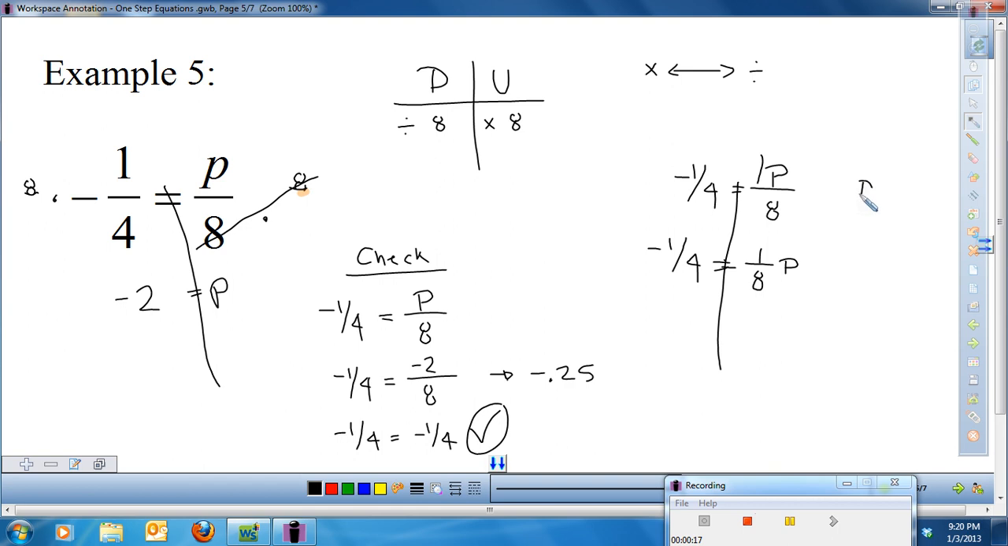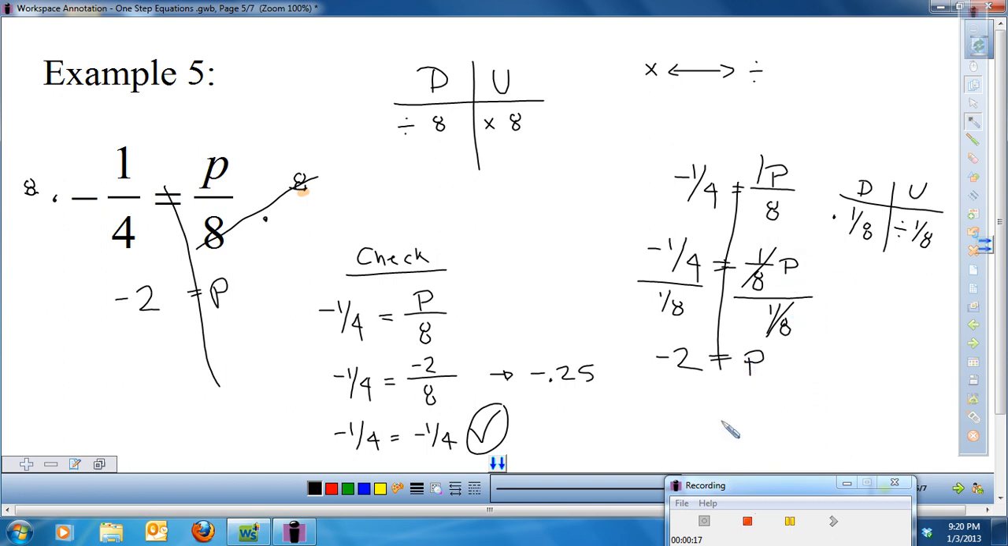Now if you were to figure out what's happening to p, you would see that between 1/8 and p, when they touch like this, that means multiply. This is being multiplied by 1/8. How do I undo multiply by 1/8? I divide by 1/8. So let's just see if we get the same answer. If I divide by 1/8 on both sides, do I get the same answer? Negative 1/4 divided by 1/8 is negative 2. These cancel out, and I'm left with p.